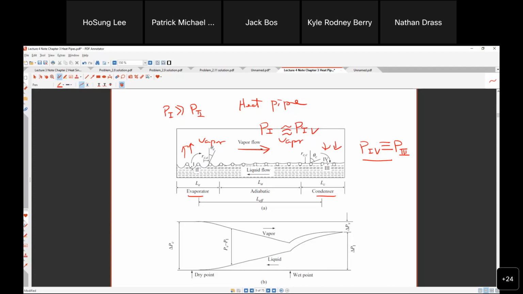So now the question is pressure 2 and pressure 3. Which one is higher? 3 must be higher. So what creates the liquid flow? Interesting, very interesting. Look at the flow. It has to flow this way. So it's a cycling flow, vapor inside the pipe.